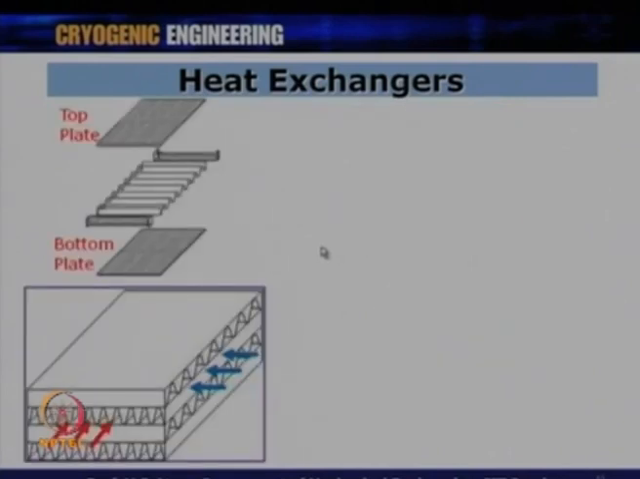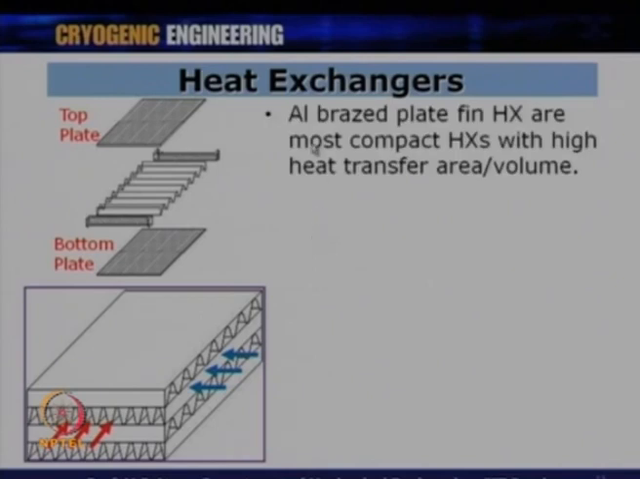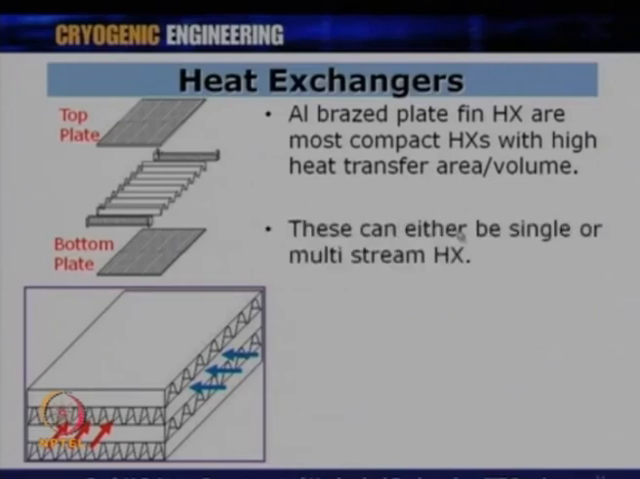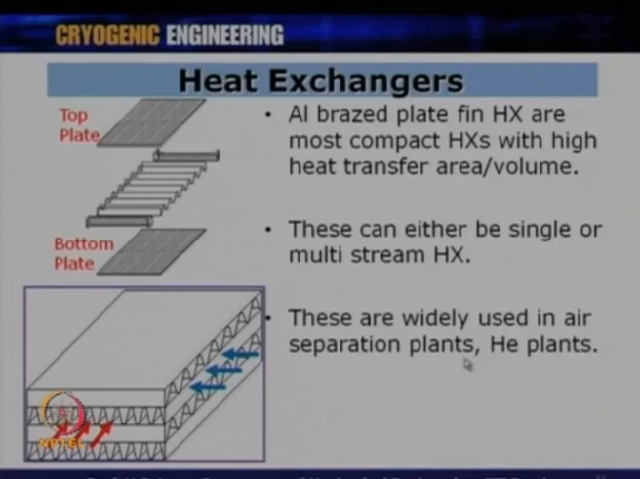The most important or most prominently used heat exchanger is normally called the aluminum brazed plate fin heat exchanger. This is a very costly item and very difficult to manufacture. However, this is a very compact heat exchanger, that means it has a heat transfer area of more than 700 meter square per unit volume. So, aluminum brazed plate fin heat exchangers are the most compact heat exchangers with high heat transfer area to volume. This can either be single or multi-stream. These are widely used in air separation plants and helium plants.